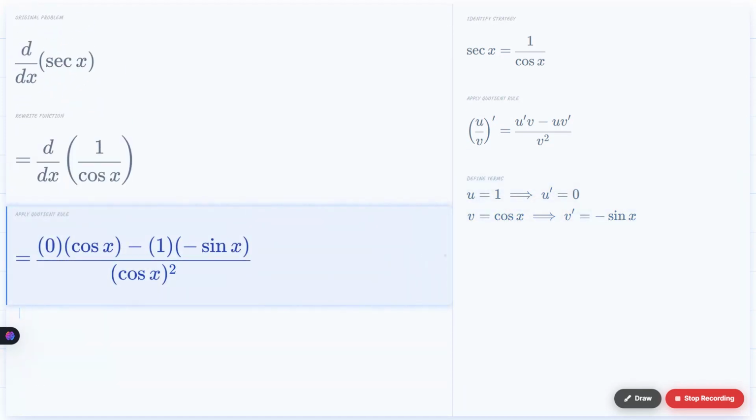We put our pieces into the quotient rule formula. We do this to follow the math plan we made. We write 0 times cosine minus 1 times negative sine, all divided by cosine squared.